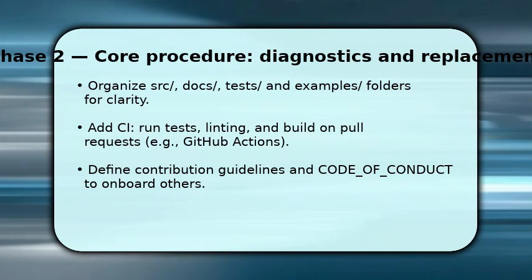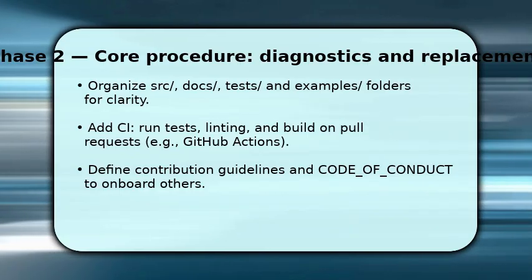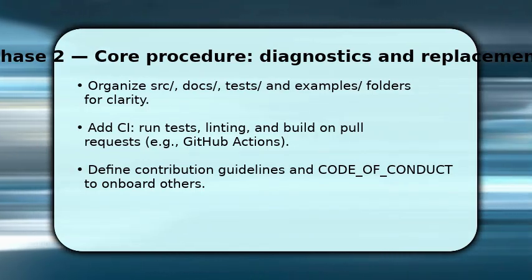Next, structure the project so contributors don't guess where things live. src, docs, tests, and examples, each with a brief README. Then set up continuous integration to run tests, linting, and builds on pull requests. This prevents regressions and enforces standards. Also add CONTRIBUTING.md and a code of conduct so reviewers know the process.